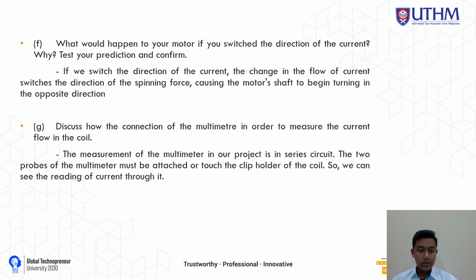For the last question, discuss how the connection of the multimeter is made in order to measure the current flow in the coil. The multimeter in our project is connected in a series circuit. The two probes of the multimeter must be attached to or touch the clip holder of the coil, so we can see the reading of current through it.